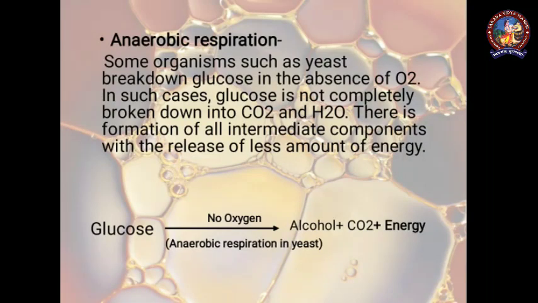Whereas in anaerobic, partial breakdown occurs. Some organisms such as yeast break down glucose in the absence of oxygen. In such cases, glucose is not completely broken down into carbon dioxide and water, which leads to the formation of intermediate components with the release of less amount of energy.